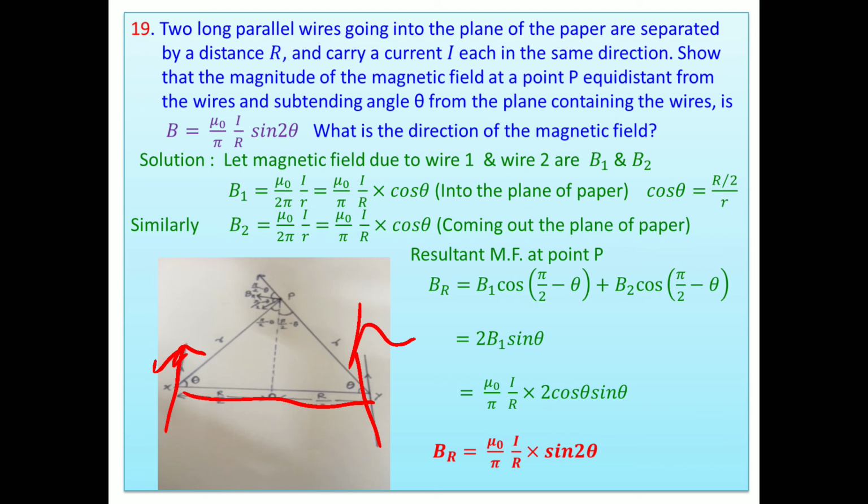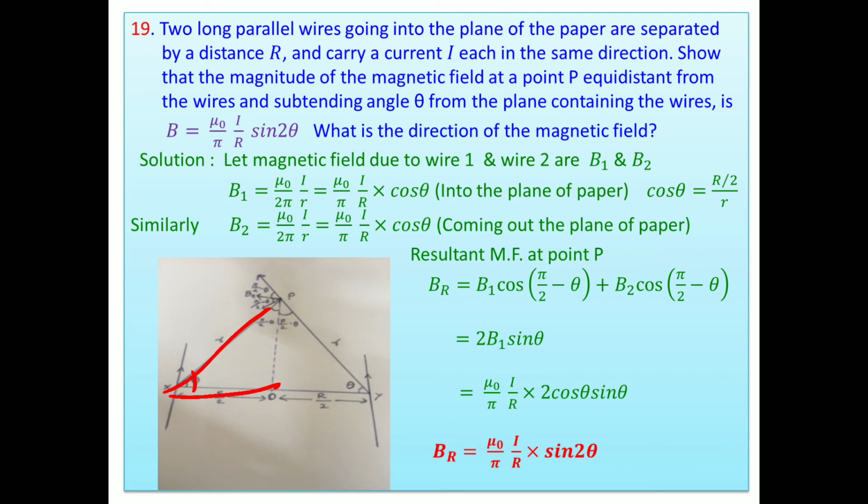So let the magnetic fields be due to wire 1 and wire 2 at the equidistant point. Now, the distance between the two wires is r, so half the distance is r by 2, and the distance of point P is r from both wires because it is equidistant. So B1 equals mu naught I upon 2 pi r, or mu naught I upon pi r cos theta, into the plane of the paper. How can we take this cos theta? This is your theta. So cos theta can be taken as adjacent r by 2 upon hypotenuse r. This is adjacent and this is hypotenuse.